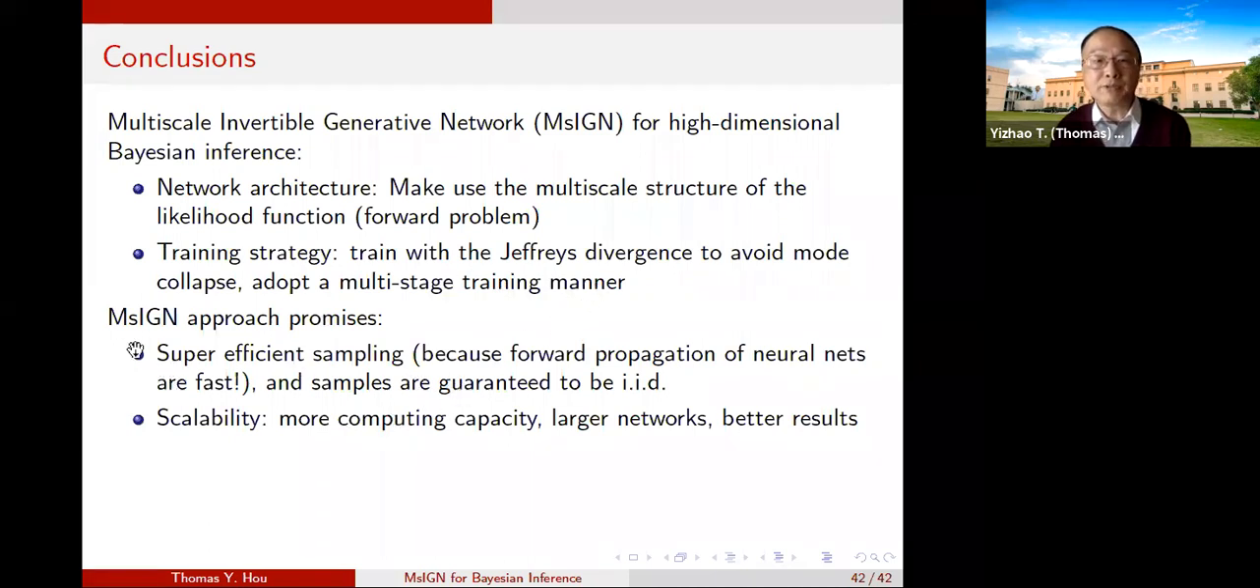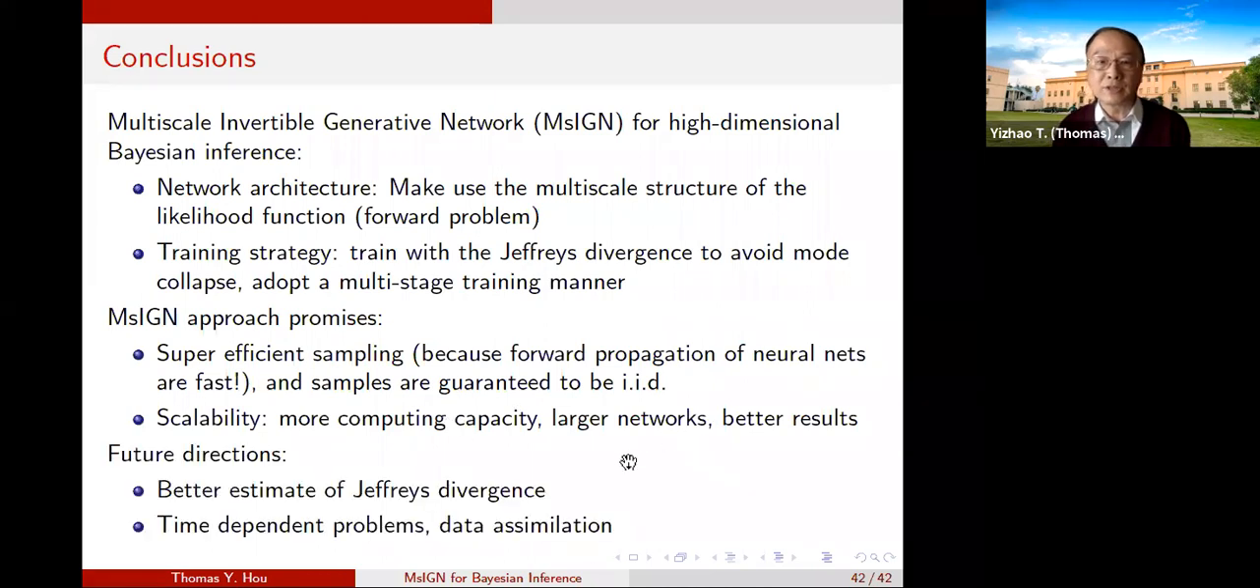So once you train the map, it's very easy to sample. The samples are guaranteed to be IID, and it's also scalable. If you have more capacity, you can always add it, and then you get a better result, right? So in the future, there's some work that we want to further improve.